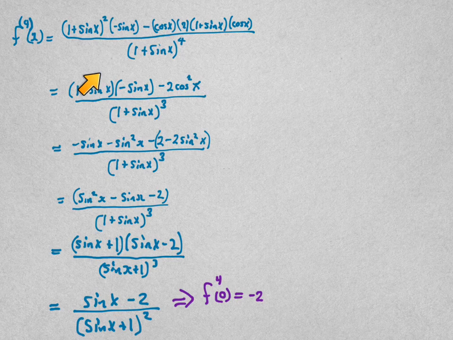If you want to screenshot this or pause now and just take a look at how this is done. But essentially it's using identities and quadratic factoring to get a simplified form, and I evaluate the fourth derivative at 0 to get negative 2.